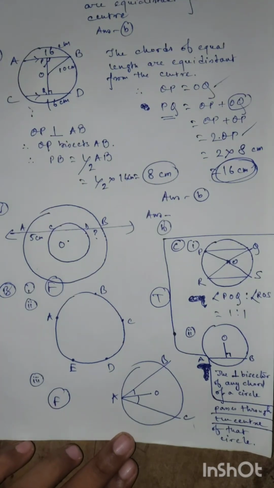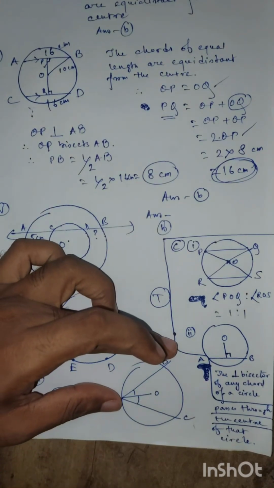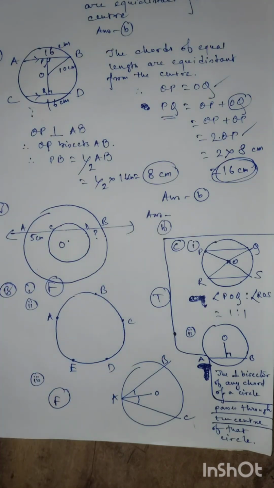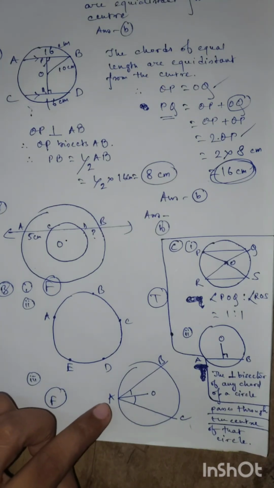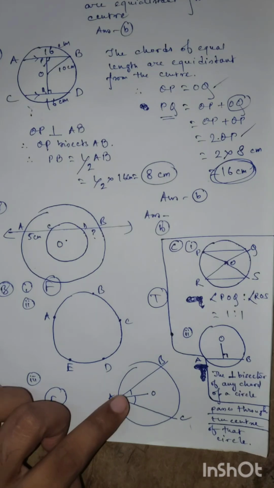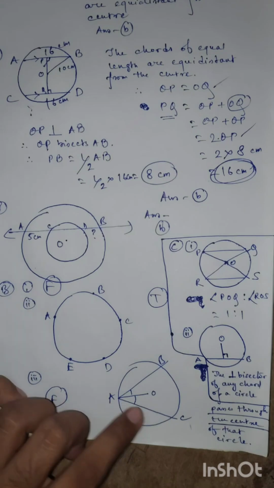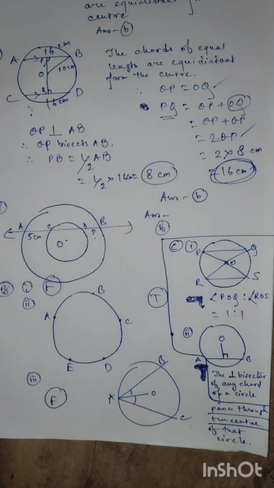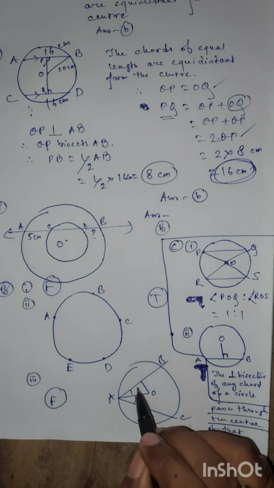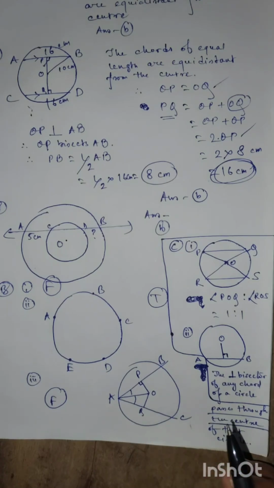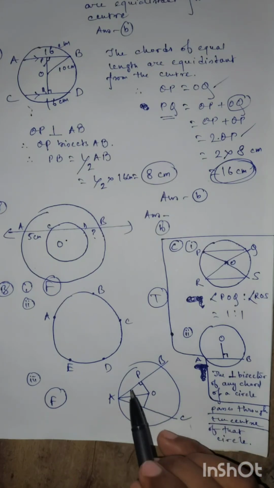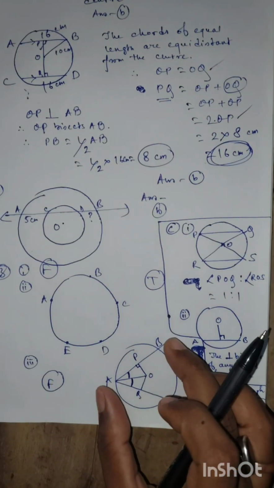I have missed one question, that is question 3, which says two chords of a circle AB and AC with a common point A, when we join OA, it bisects the angle formed by these two chords, which is not correct, because we can see if we draw a perpendicular OP and if we draw another perpendicular OQ, if these two chords are equal, then only these two angles will be equal.